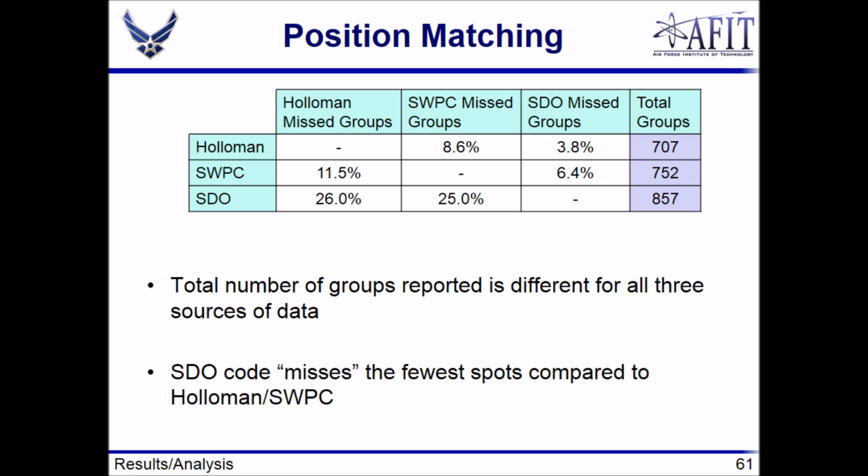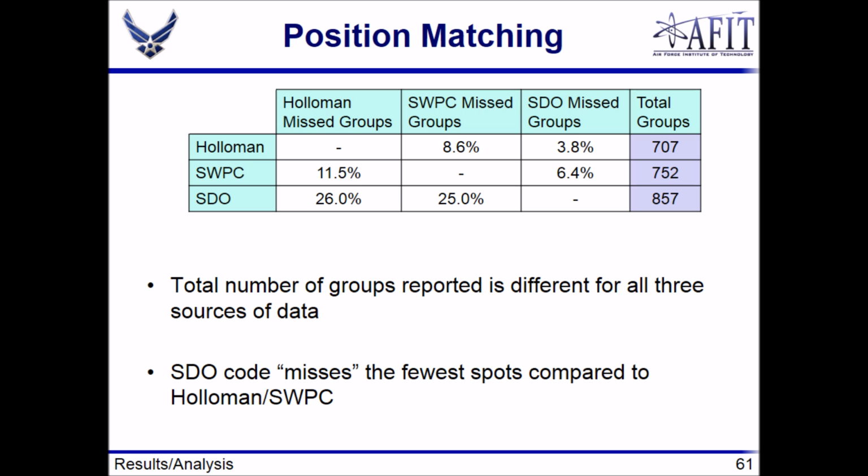In this table here on page 61, we have Holloman, SWPC, and SDO in the left-hand column, and you can compare Holloman, SWPC, and SDO to the same three across the top, and you can't compare to yourself, so the center or the diagonal there is not applicable. The way that I read this is that of the 707 groups that Holloman detected, the Space Weather Prediction Center missed 8.6% of the groups. And when I say missed, I mean they had a group that wasn't matched, essentially.